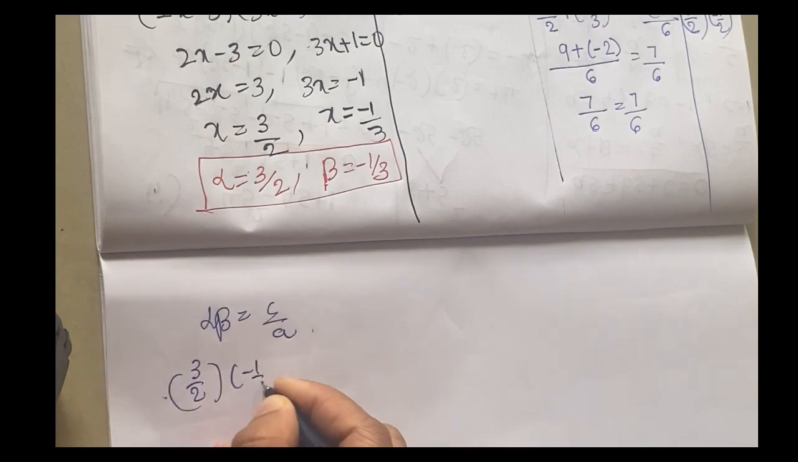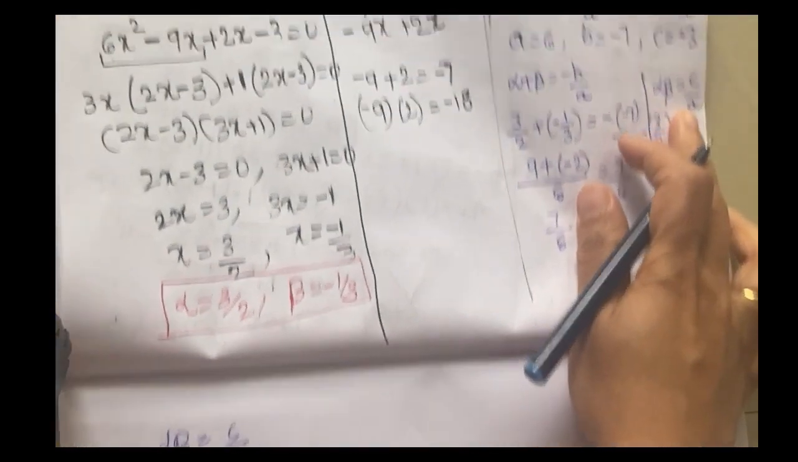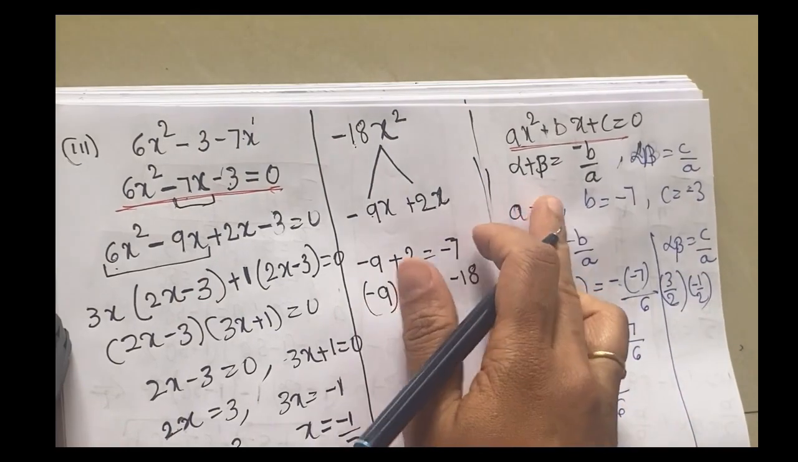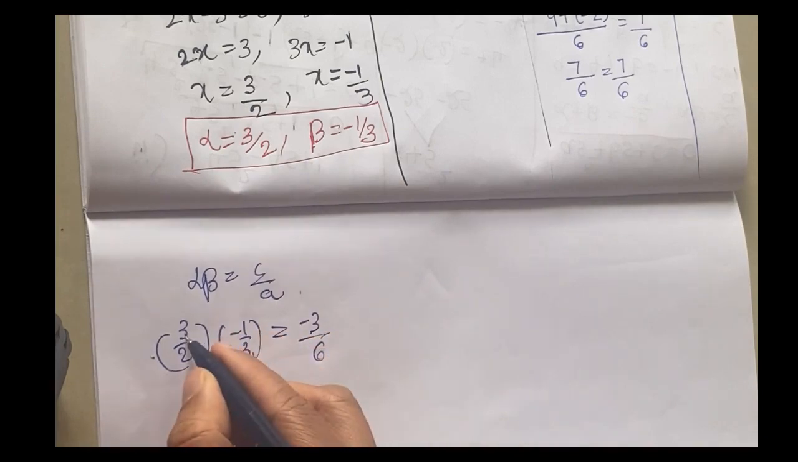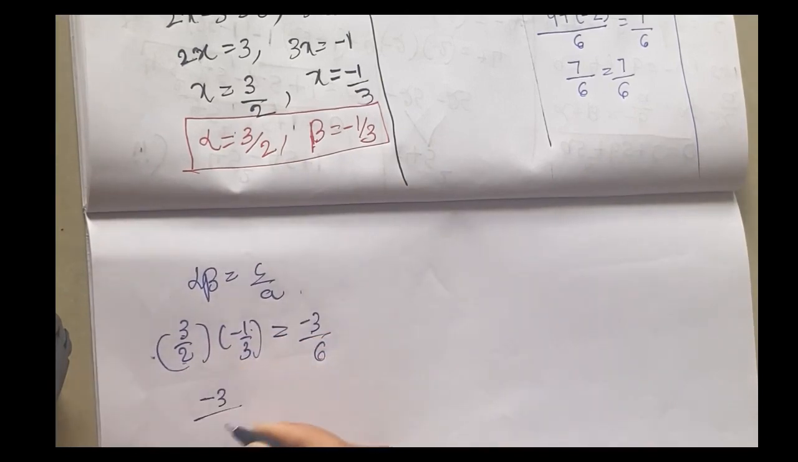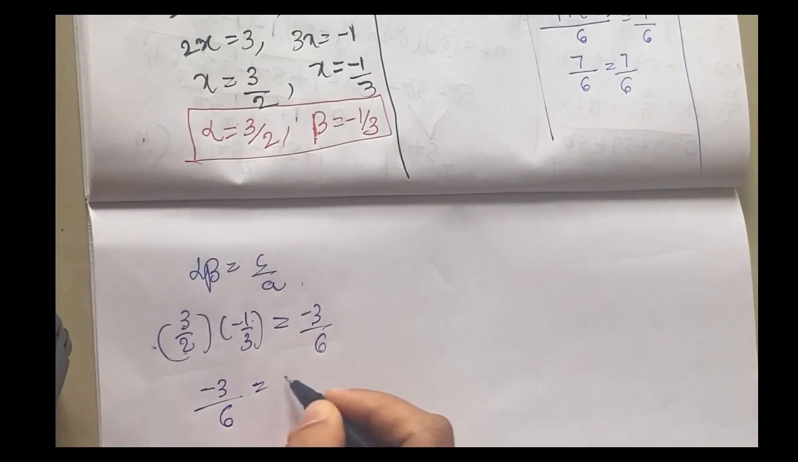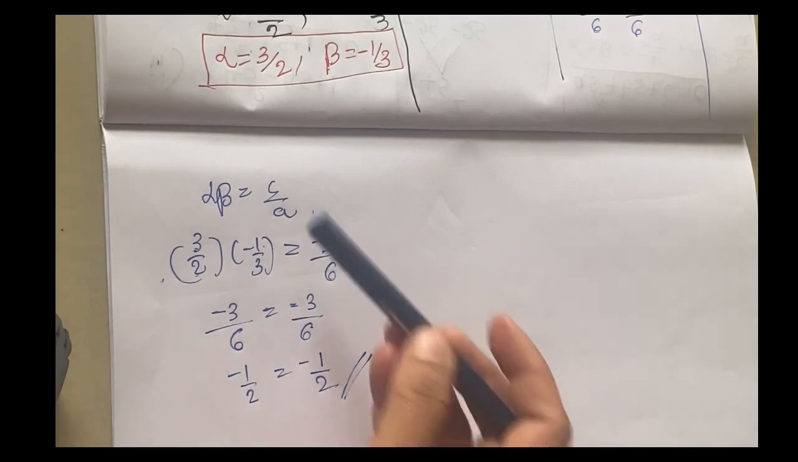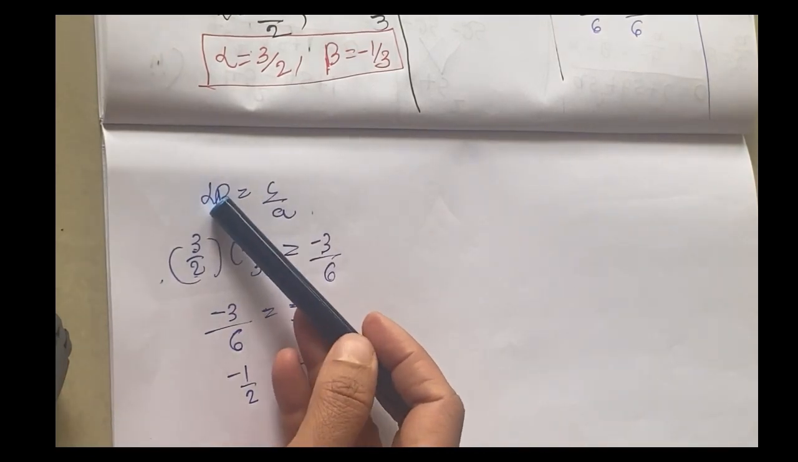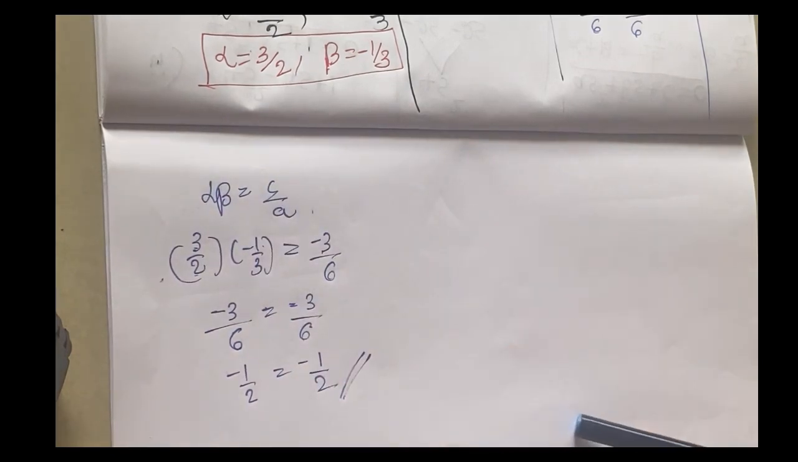Beta is minus 1 by 3, which is equal to c by a, that is minus 3 by 6. 3 into minus 1 is minus 3, 3 into 2 is 6, so minus 3 by 6 is equal to minus 1 by 2. That's why the relationship between coefficients and the zeros of the polynomials is verified. Thank you so much. Let us move to the next problem.